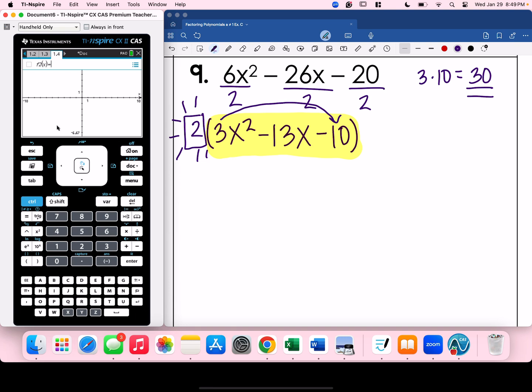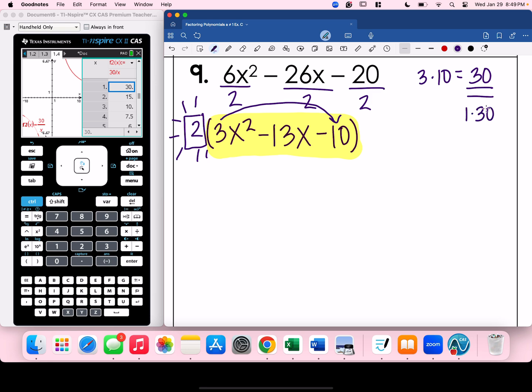So I'm going to go ahead and open up a graphing window, and we are going to type in 30 divided by x, press enter, and then Control T. So listing out my factors for 30, we have 1 times 30, 2 times 15, 3 times 10, and then 5 times 6. So now that we have listed out our factors, we want to go ahead and pay attention to the sign in front of C.